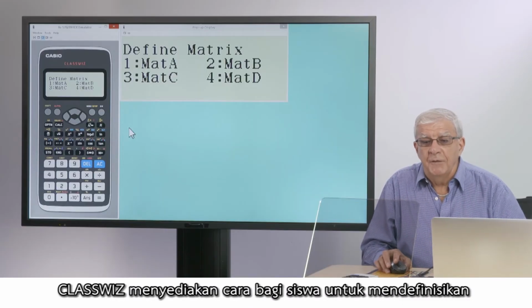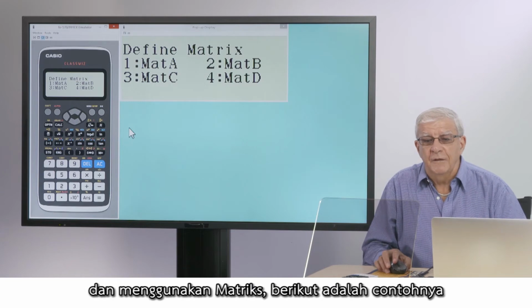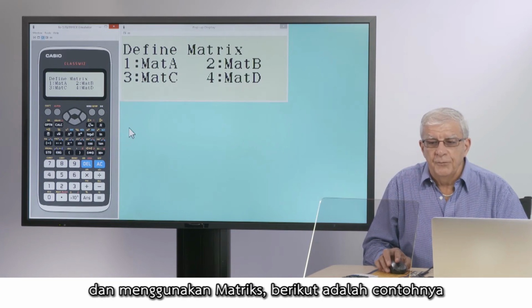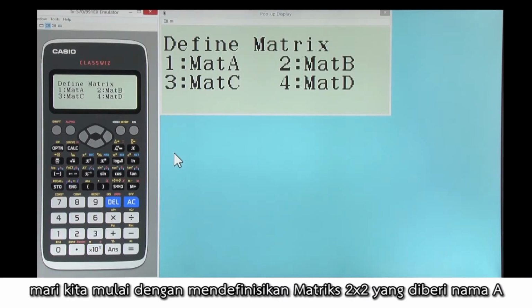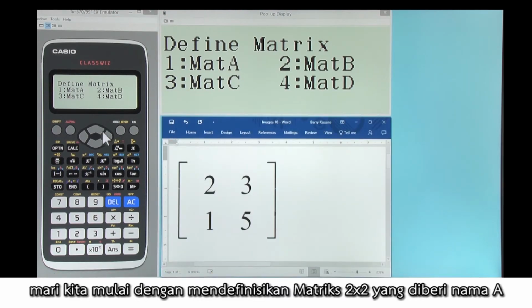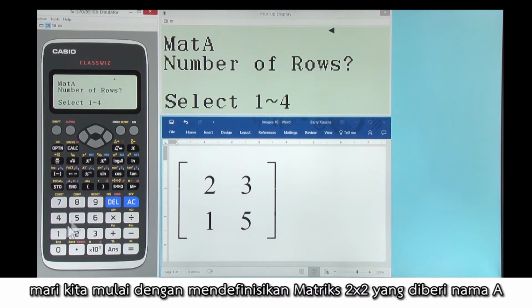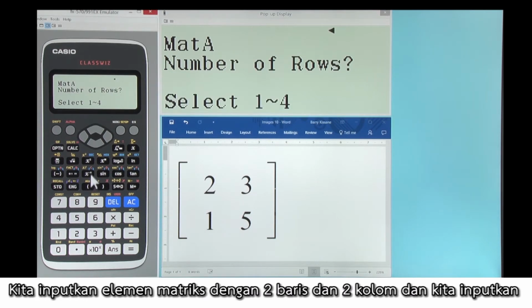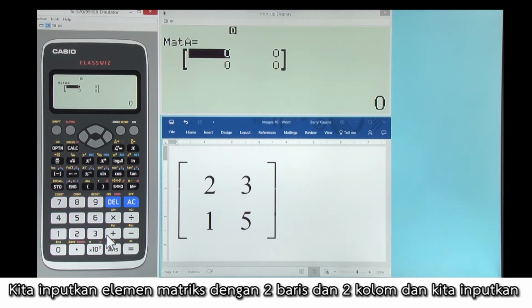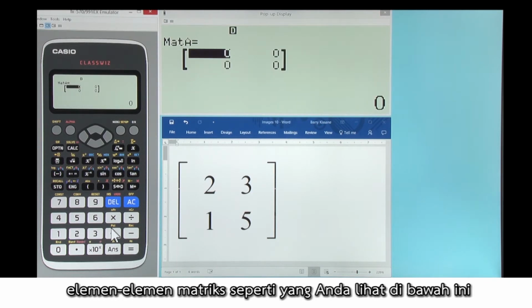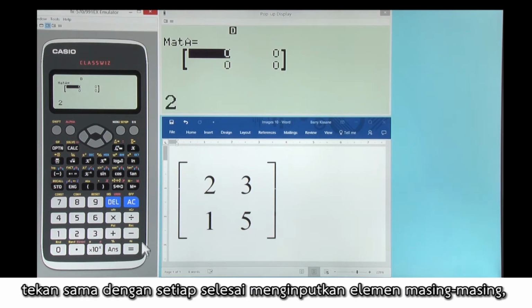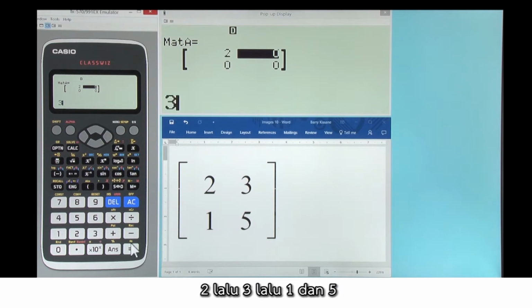ClassWiz provides a way for students to define and use matrices. Here is an example. Let's start by defining a 2x2 matrix called A. We enter the matrix elements, 2 rows, 2 columns, and we enter the matrix elements as you can see them below here, tapping equals after each one, 2 and 3 and 1 and 5.